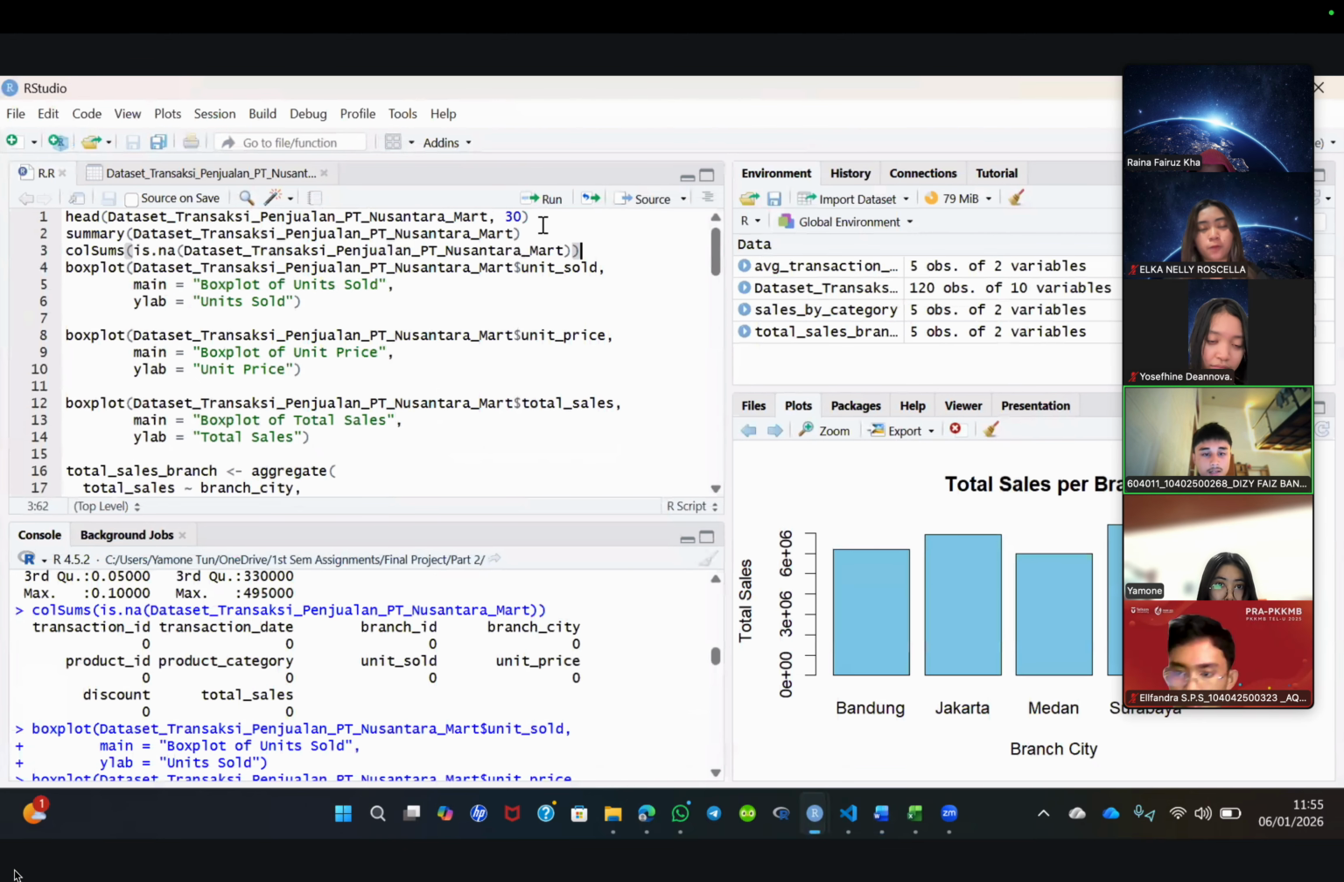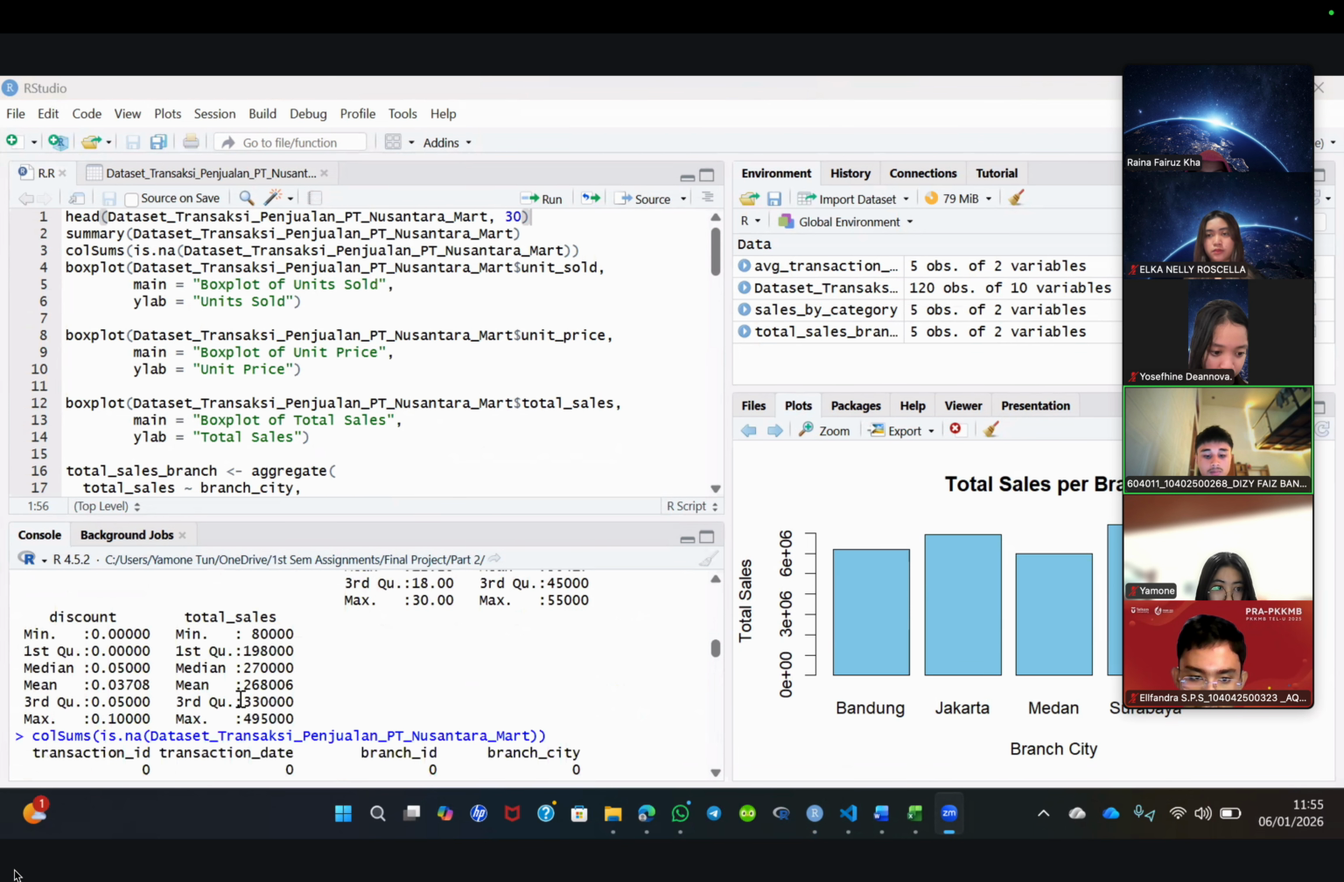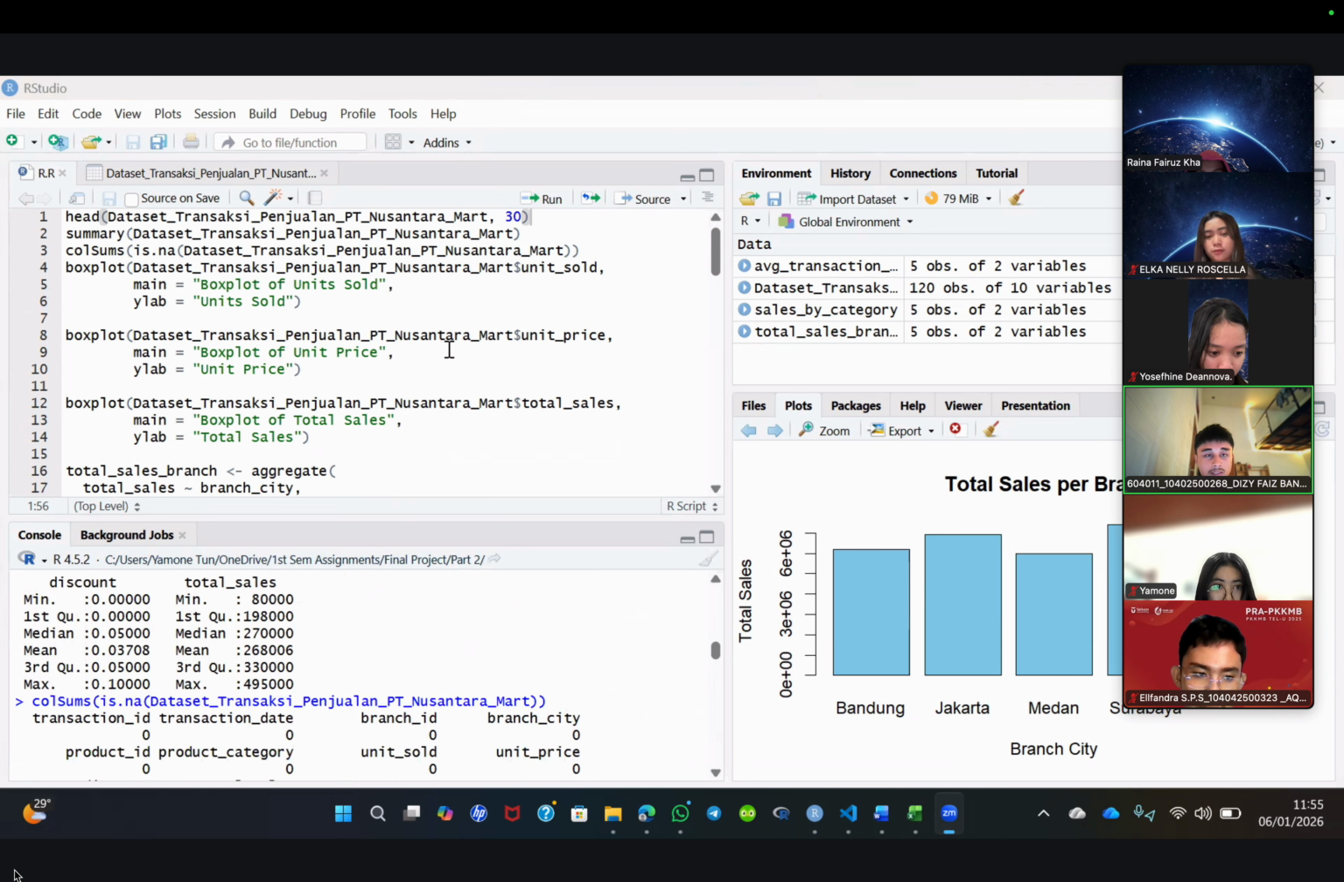Step 5, data exploration. After understanding the variables, we explored the dataset using R. We viewed the first 30 rows to see the content and structure of the data. We also used the summary function to see the minimum, maximum, and average values of the main numeric variables. From here, we could understand the overall scale of sales, price range, and transaction behavior.